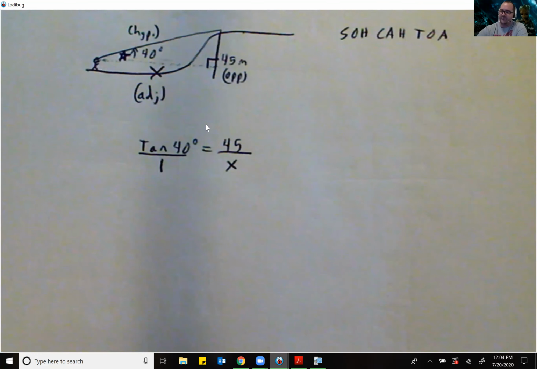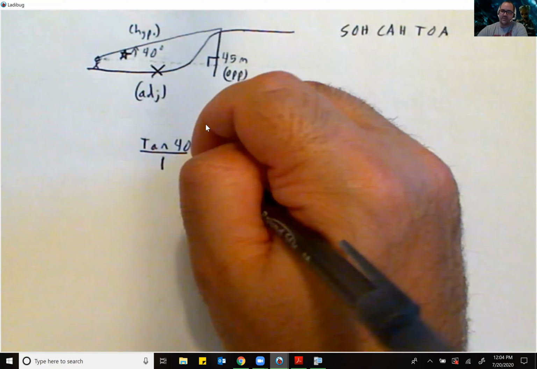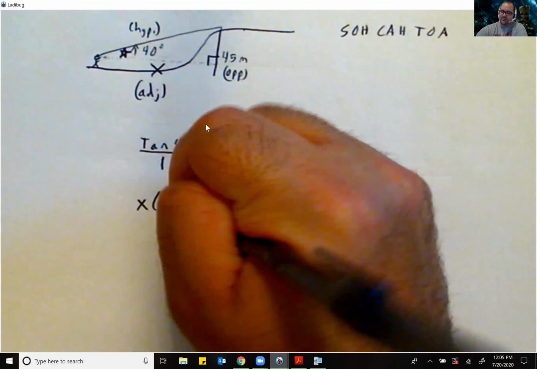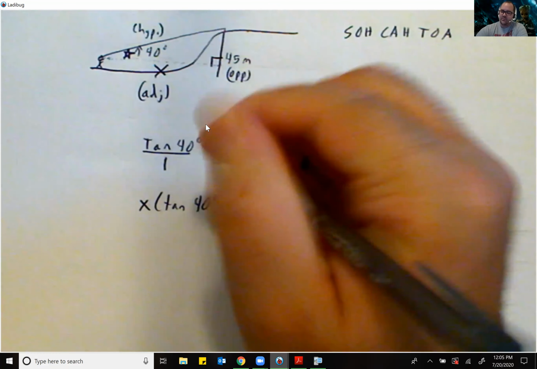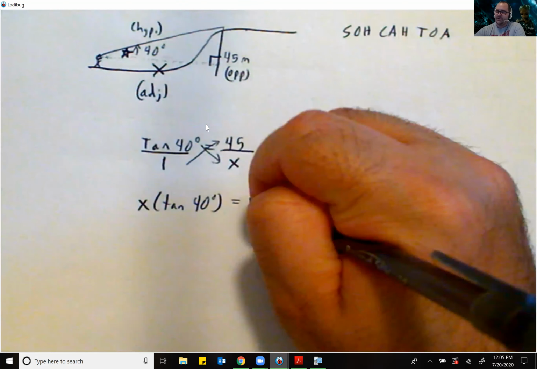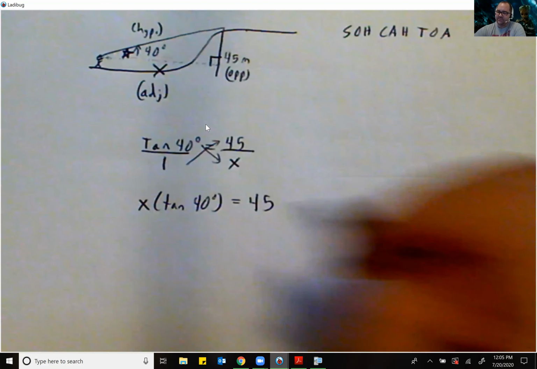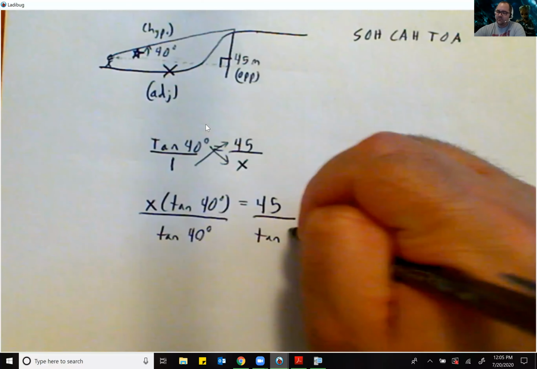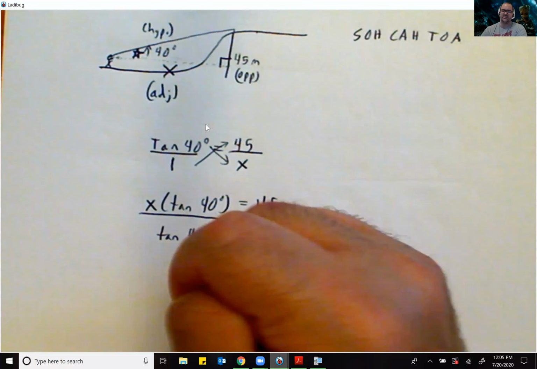So we're going to have tangent 40 degrees times x equal to 1 times 45. So we're going to divide by tangent 40 degrees. And that will tell us what x is.